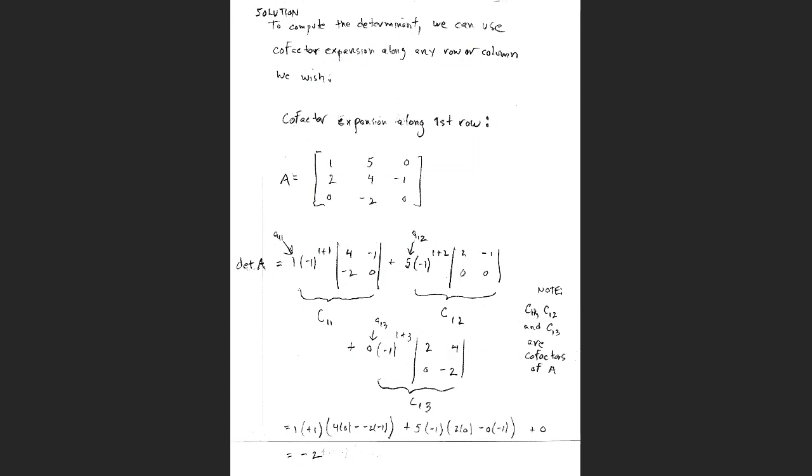The 1 in the top left-hand corner of the matrix is in the first row and the first column. So the submatrix that's left is 4, -1, -2, 0. That's this matrix here. Are there any questions on that? Please let me know if you're uncomfortable.